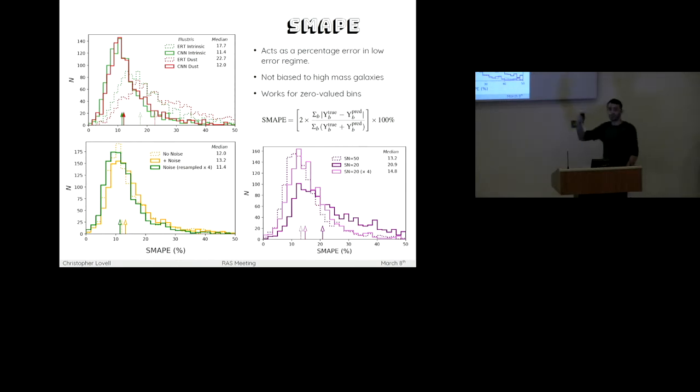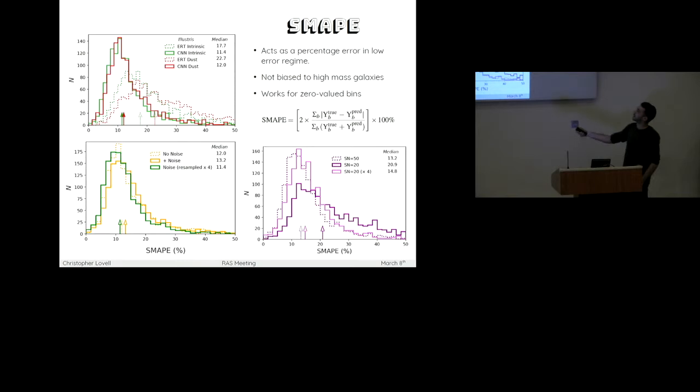So when I said that we went from good fit to bad fit, our loss function that we use here is a thing called symmetric mean absolute percentage error. It acts basically as a percentage error in the low error regime, but allows you to give a fair evaluation. It's not biased by the stellar mass. We have quite a large dynamic range in stellar mass, and it also allows you to predict for zero value bins.